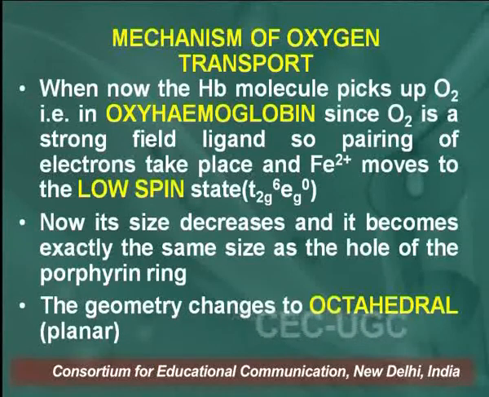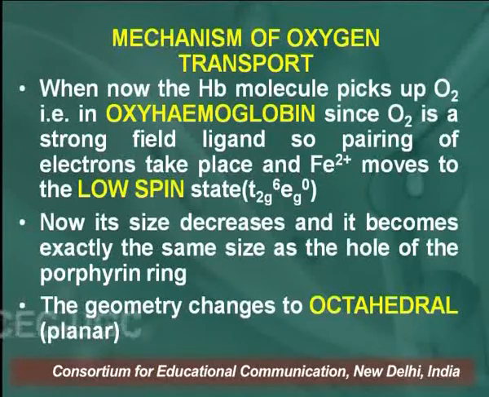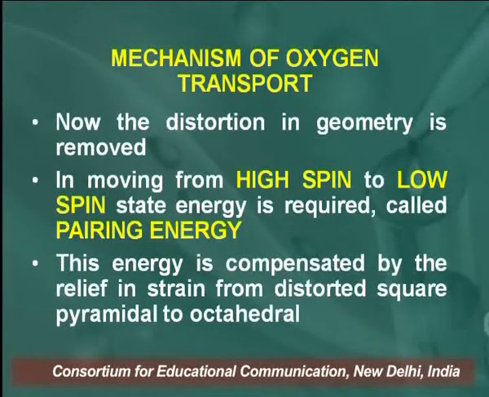As a result of this, since all the electrons now move to the t2g6 level, the size of the ferrous ion decreases and becomes exactly the same size as the hole of the porphyrin ring in hemoglobin, and the geometry changes to octahedral. As a result, the distortion in the geometry is removed. Earlier the geometry was square pyramidal and the structure was tense. Now the distortion is removed, and the geometry becomes octahedral in moving from high spin to low spin.